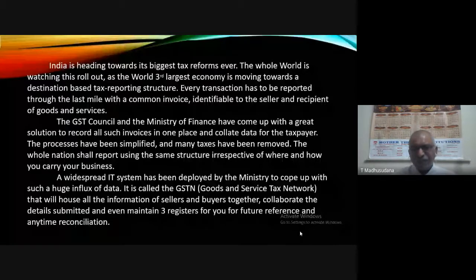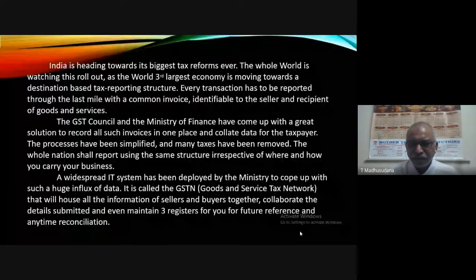Now, after the introduction of GST in India from July 1st, 2017, several reforms were introduced, several old taxes levied by the central, state, and local governments have been abolished, and transparency has been brought into the system both for the traders as well as for the customers.